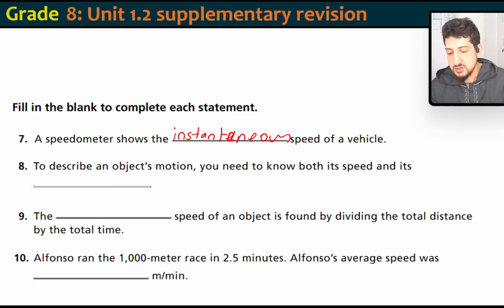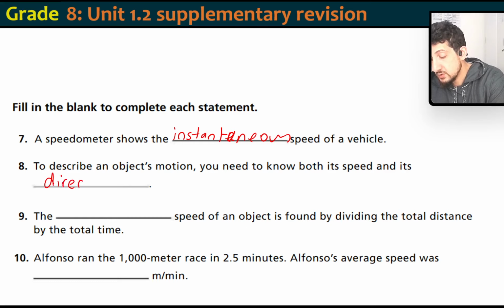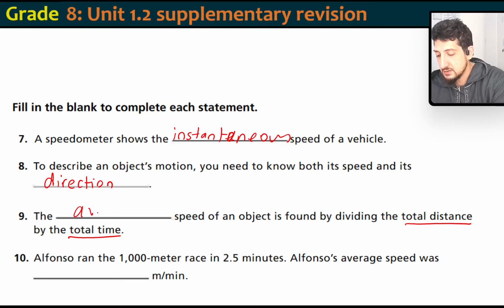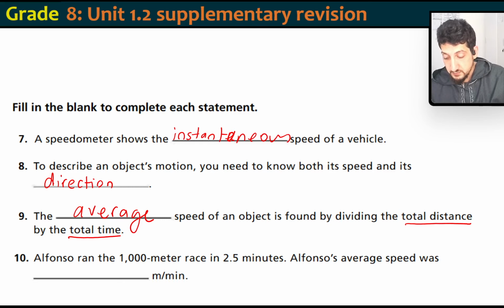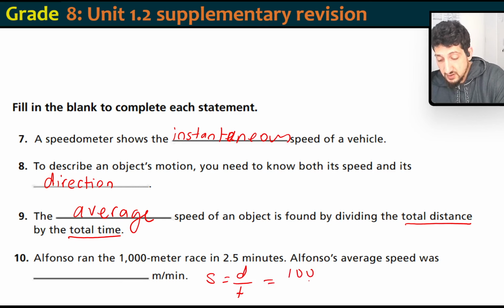Number 8 says to describe an object's motion, you need to know both its speed and what direction. Where is it going as well? Number 9 says the average speed of an object is found by dividing the total distance by the total time. Total distance by total time should always give you the idea that it's average speed. Finally, Alfonso ran the 1,000-meter race in 2.5 minutes. Alfonso's average speed was what? Speed is distance over time. It's 1,000 divided by 2.5 minutes, which means 400 meters per minute.